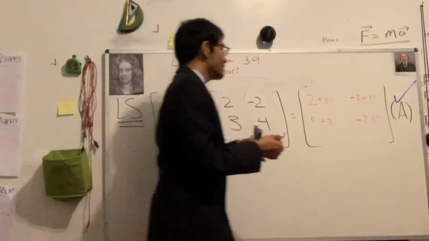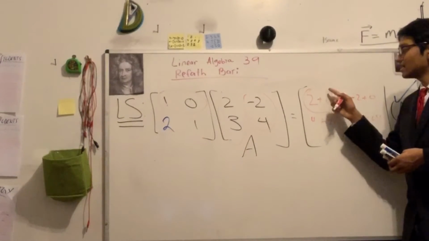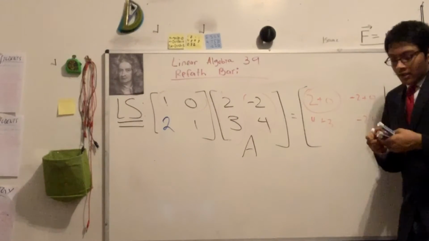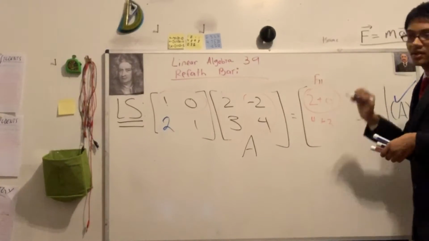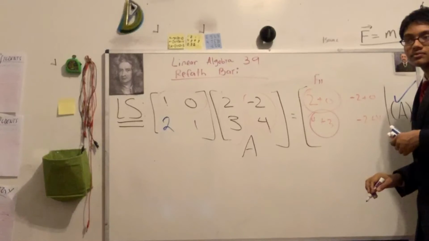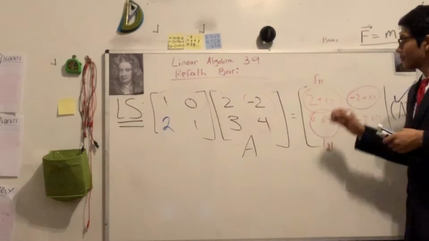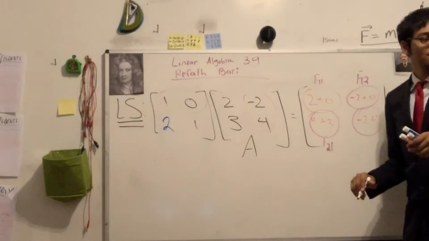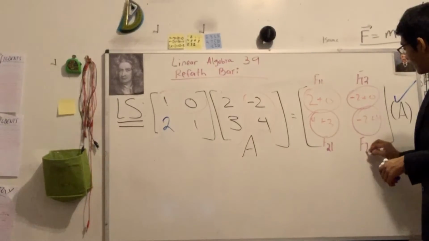So, what is the location of this entry? Do we know, folks? It's F11, row 1, column 1. What about this one? F21, because row 2, column 1. What about this one? F12, because row 1, column 2. What about this one? So this one is going to be F22.